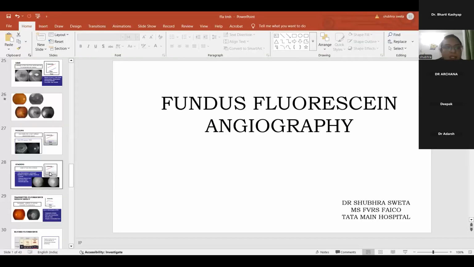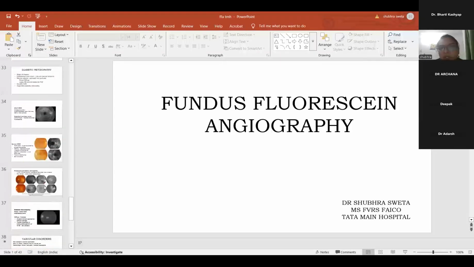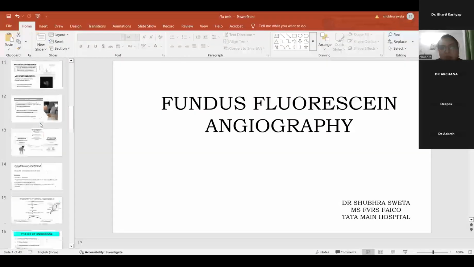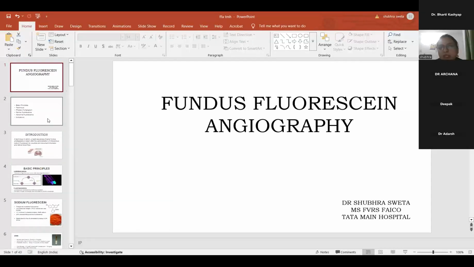That is about it. So these are the most common indications that we do FFA for. We also do it for CSCR, central serous chorioretinopathy, where you see the ink blot leak or the smokestack pattern, and we do a laser accordingly. So if you have any doubts or any questions, you're free to ask.